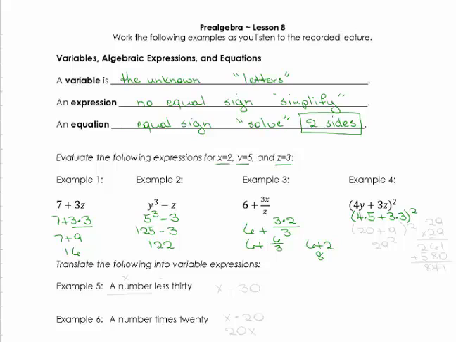And then all of that is going to be squared. I work inside parentheses first. I will say 4 times 5 is 20, plus 3 times 3 is 9. Multiplication inside the parentheses comes before addition, remember. And now my answer here is 29 squared.